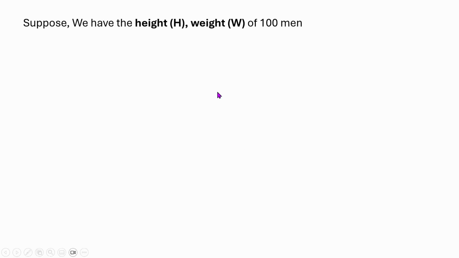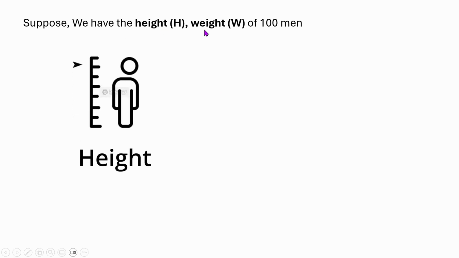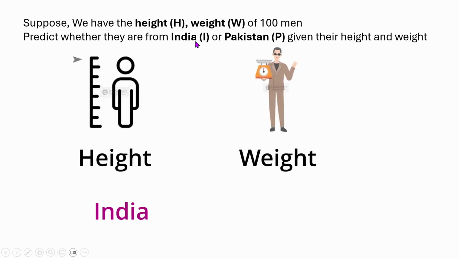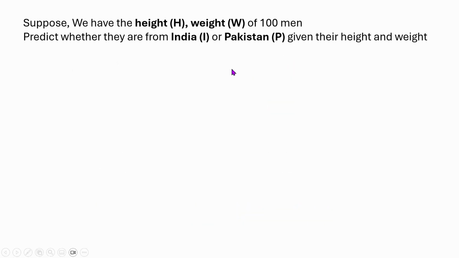Okay, so one last example. Here we have the height and weight of 100 men, and what we want to do is predict whether these men are from India or Pakistan, given their height and weight. Now, what is so special about this problem? The specialty about this problem is that height and weight are actually continuous variables. That means weight can be 50.33335 or 49.001, and many other things.